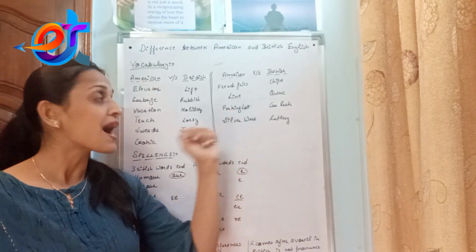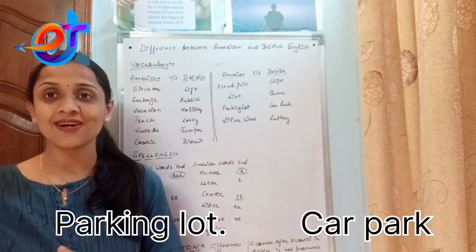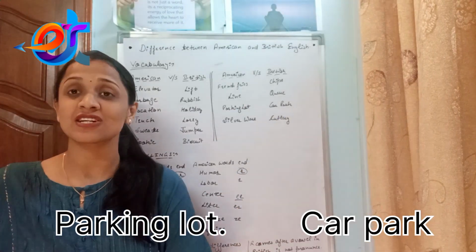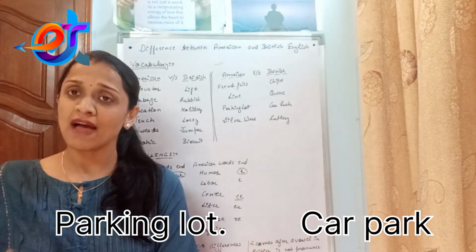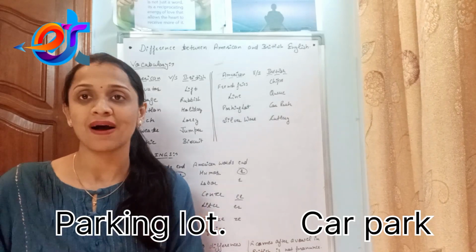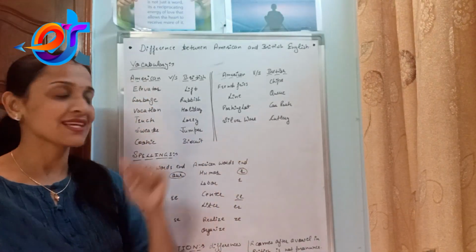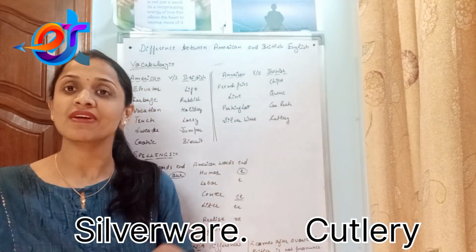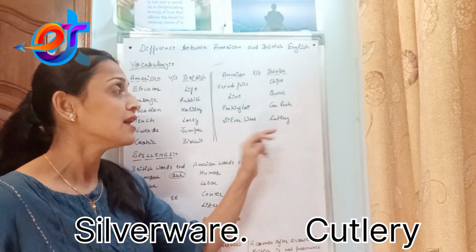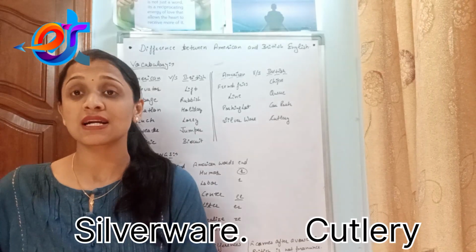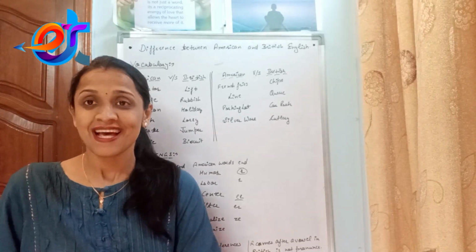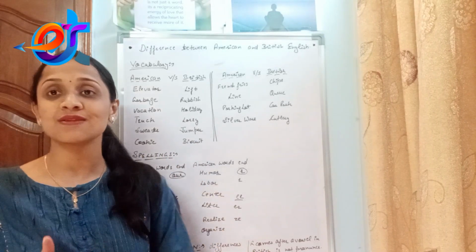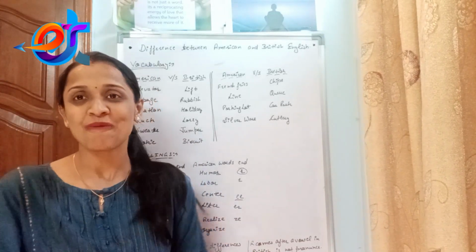The next one is parking lot. Park your car into the parking lot. Okay, and the next one, in the British it is used car park. Have you parked your car in the car park? The next one is silverware. You cleaned and kept all the silverware properly. In the British it is used cutlery. Cutlery. So here I have used a few examples. There are different vocabularies used in American English versus British one.